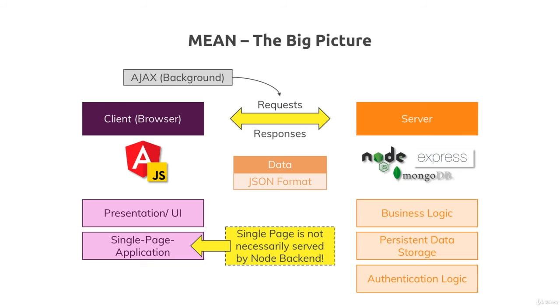So if we have a look at our big picture here on how the MEAN stack works, we're going to focus on the left side here, on the client side. And the reason for this simply is that by doing that, we can see something very quickly. The backend holds a lot of logic, but we don't see that much of that if we don't have a front end where we can actually render our data and display it.